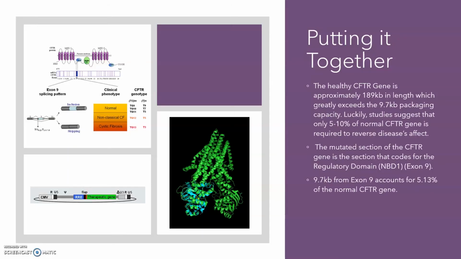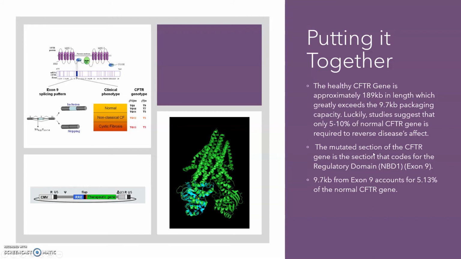So putting it together, the healthy CFTR gene is approximately 189 kb in length, which greatly exceeds the 9.7 kb packaging capacity. Luckily, studies suggest that only 5 to 10% of normal CFTR gene is required to reverse disease effect. And this is because only this region of the protein is not functioning. The rest of it is okay, and we don't need to use precious space in the packaging capacity to store this information when it's already okay. We need this information, and that only accounts for 5 to 10%.